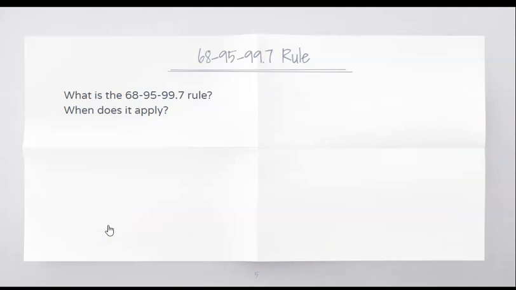Now, there is a rule in statistics. It's called the 68-95-99.7 rule, also called the empirical rule, that tells us that 68% of the observations will fall within one standard deviation of the mean, 95% will fall within 2, and 99.7% will fall within 3 standard deviations. So let's visually look at this. It only applies to normal distributions.